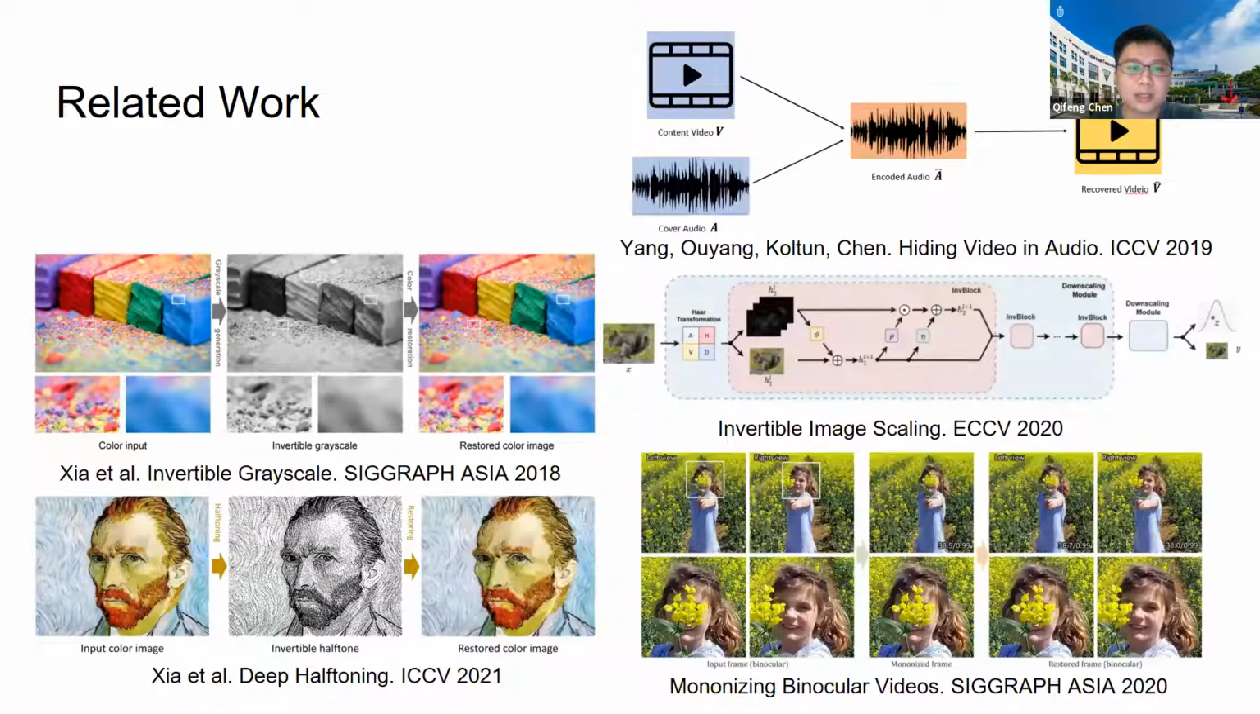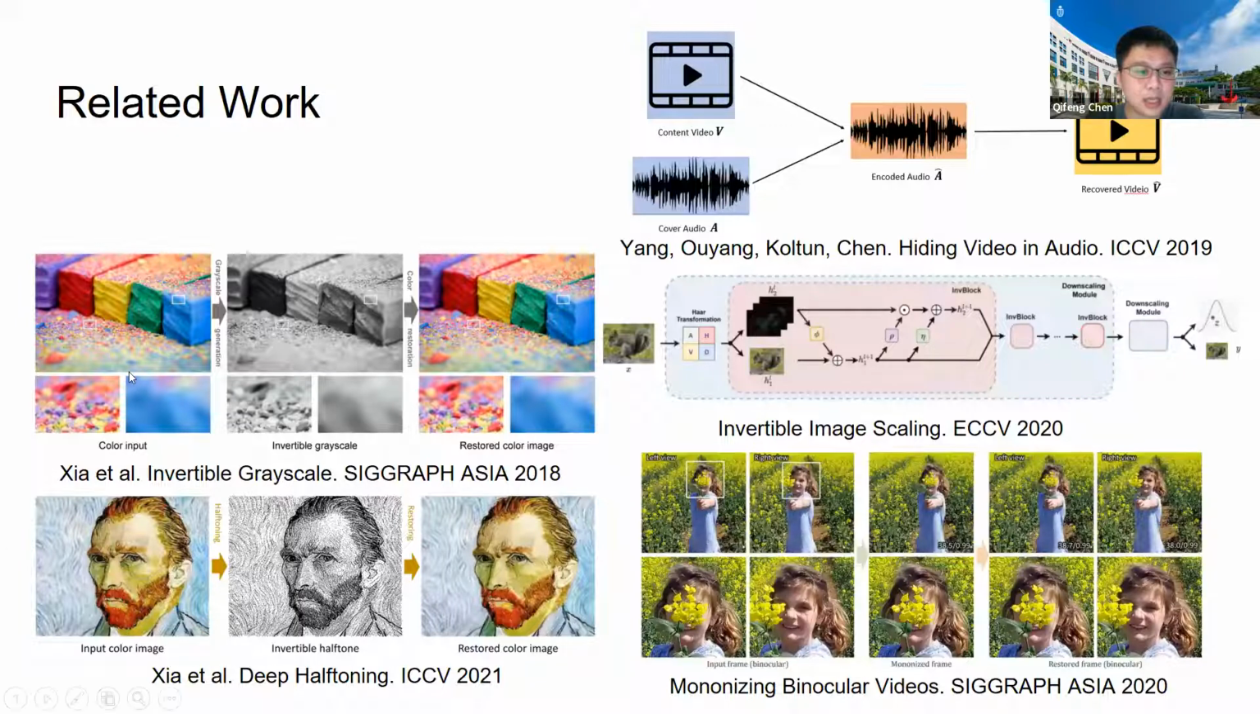So there's some related work in vision conferences and SIGGRAPH. For example, in one of our recent works we can hide video in audio. That means given a video and some audio we want to hide, we can generate the encoded audio, and then we just send the audio to someone else. But the receiver can recover the original video.